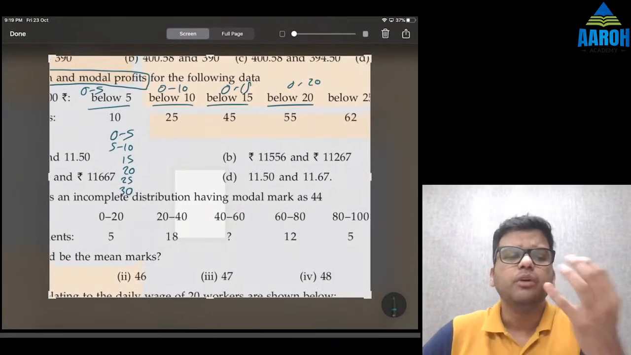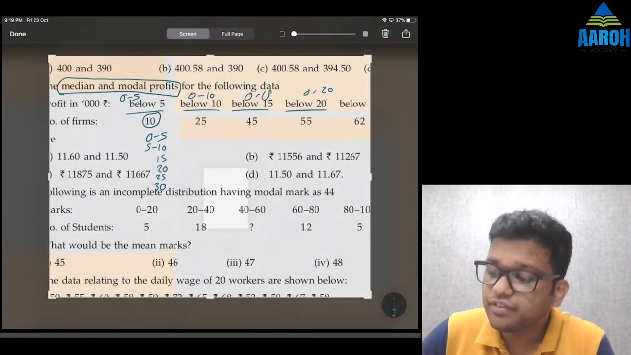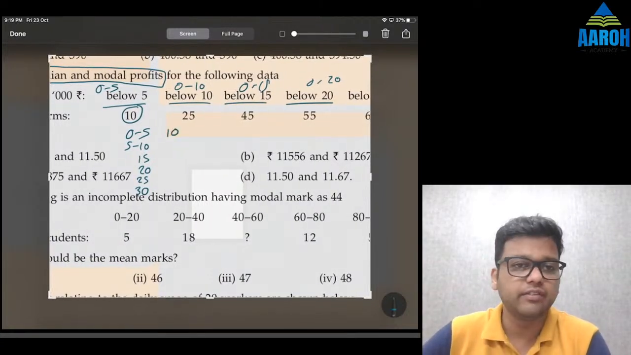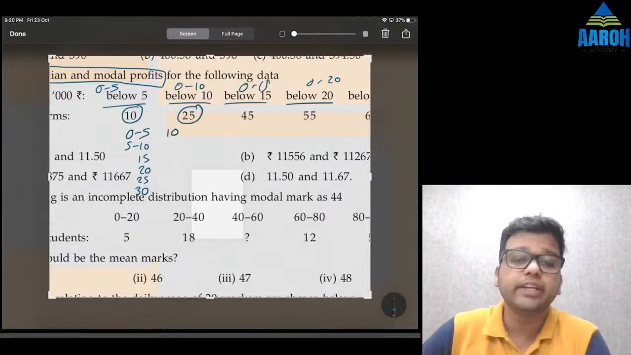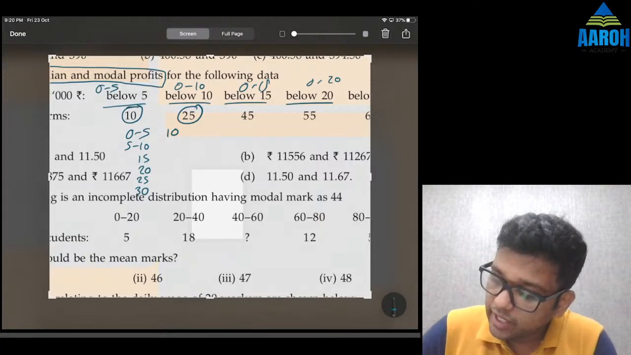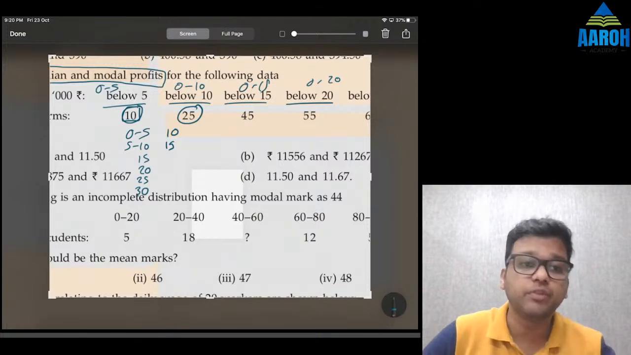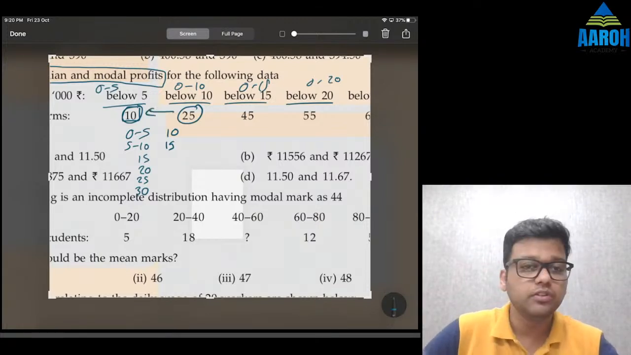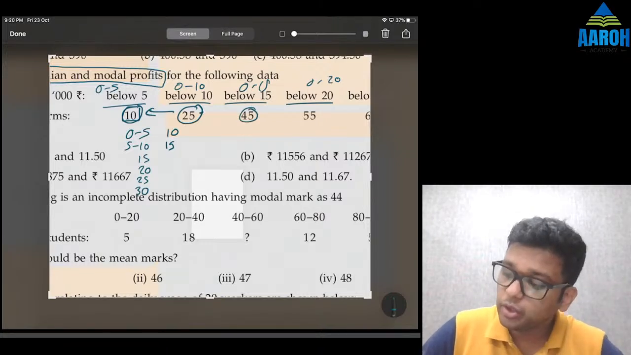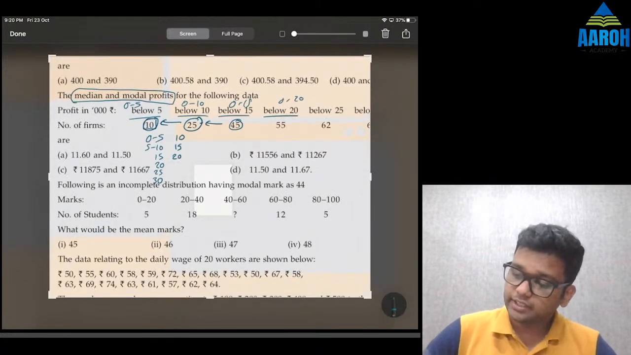Now understand, below 5 there are 10 firms. So this is 10, for the class 0 to 5. Below 10 there are 25 firms. But out of those 25, 10 are below 5. That means the remaining 15 must be between 5 to 10. That is the difference between the two. Again, 45 are below 15, but 25 are below 10. So we should take only the difference, which is 20. Right? So this is cumulative frequency.